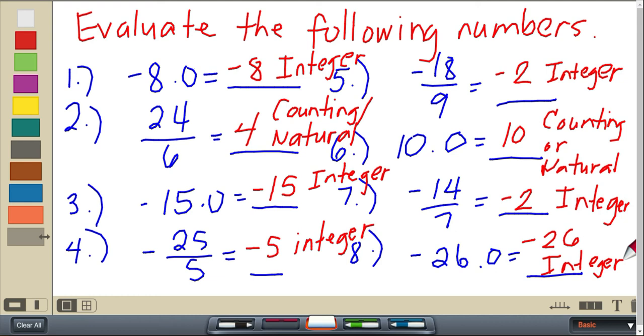So, if you got this all correct, you are ready to move to the real number system and you will have more practice about it. Okay? So, let's see.